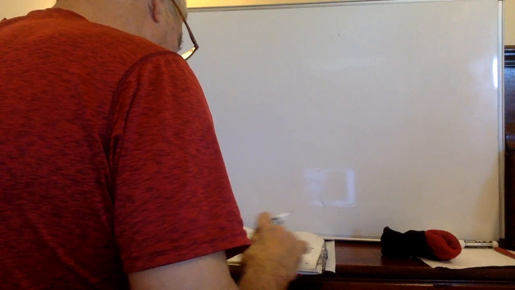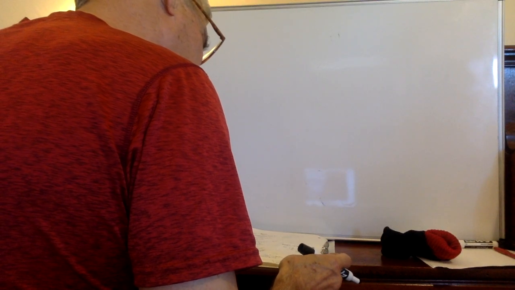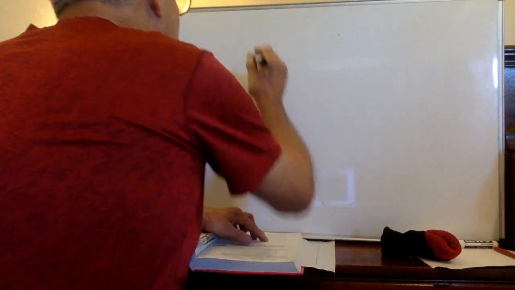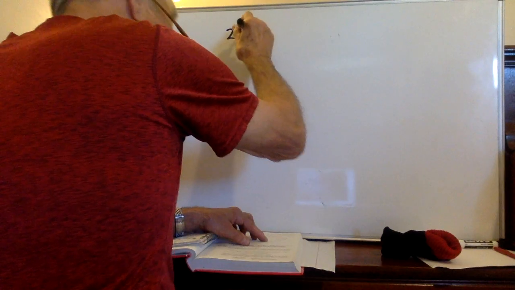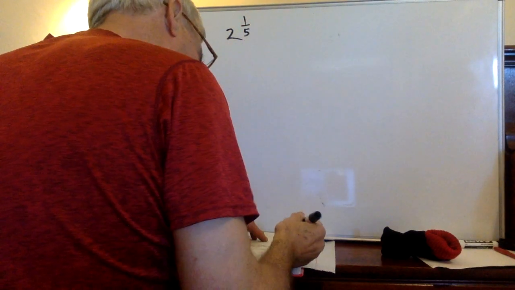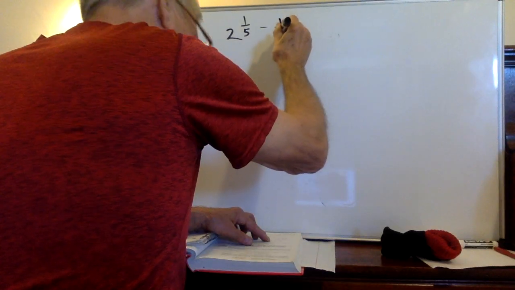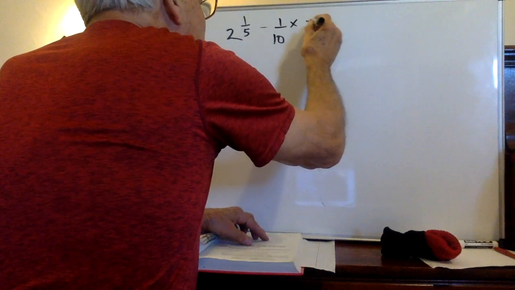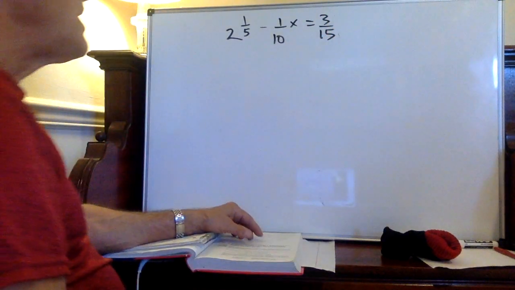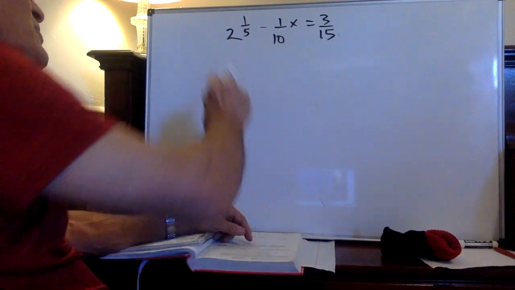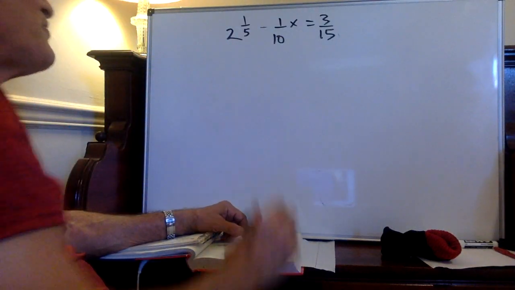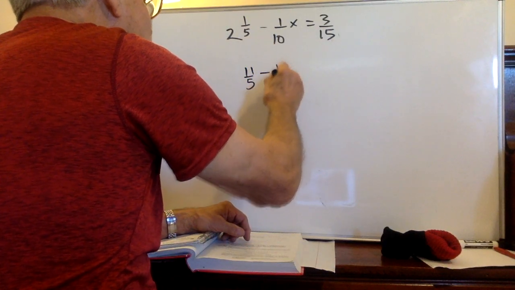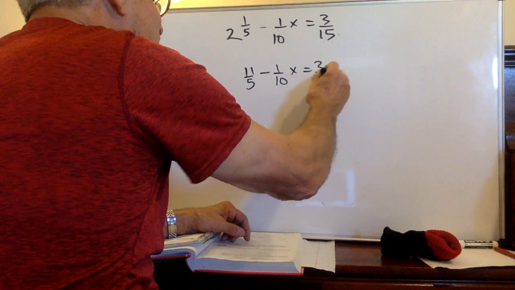That was number 22. And then your final couple of problems, number 28. Again, you've got mixed numbers: 2 and 1/5 minus 1/10 x equals 3/15. Before I start to solve this one, you should probably change your mixed number into a fraction. 2 times 5 is 10 plus 1. This is 11/5 minus 1/10 x equals 3/15.